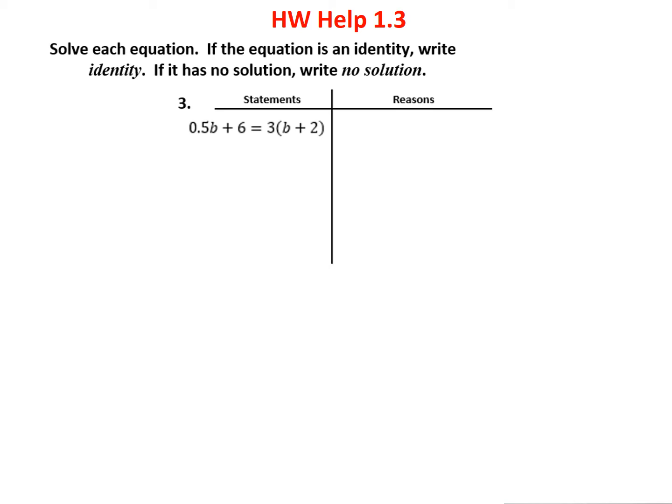The third problem is similar to problem 2. On the right side we have parentheses that we need to eliminate using the distributive property. So this is the distributive property that we're going to use. And the one side stays the same: 0.5b plus 6 equals 3 times b plus 3 times 2, which is 6.